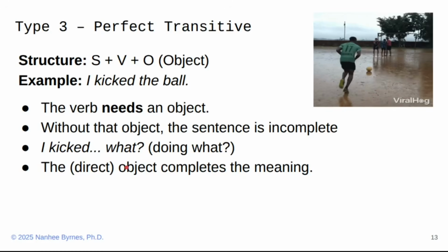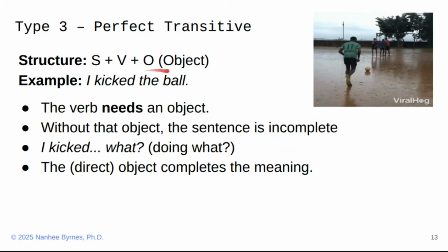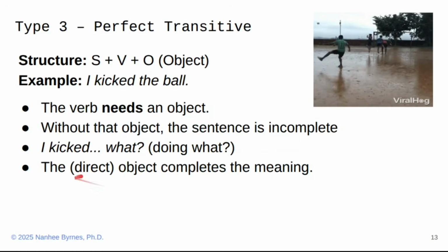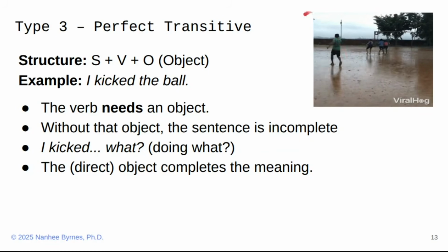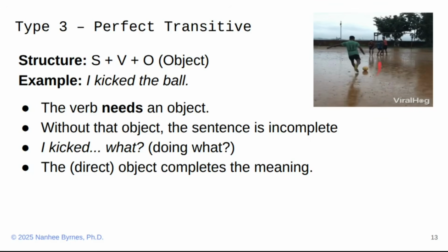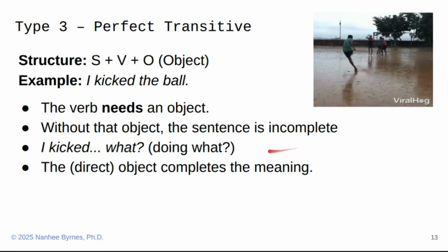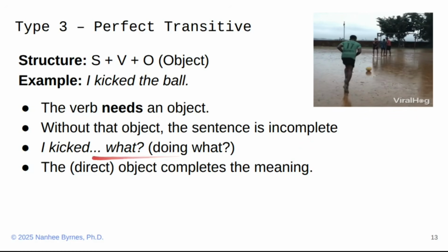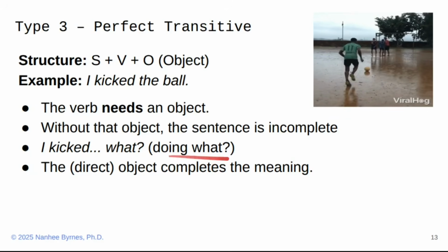Type 3, perfect transitive. Structure, S plus V plus DO, direct object. Example, I kicked the ball. Now, the verb transfers the action to something else, the ball. Without that object, the sentence feels unfinished. I kicked what? You need the direct object to complete the idea.